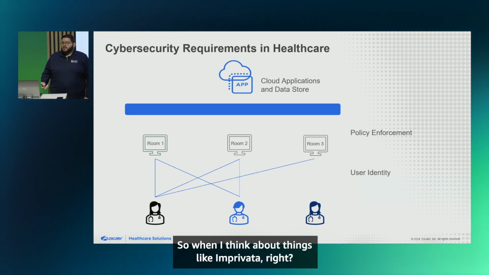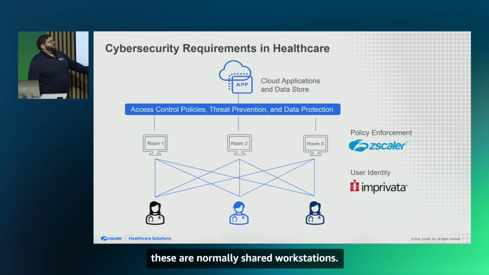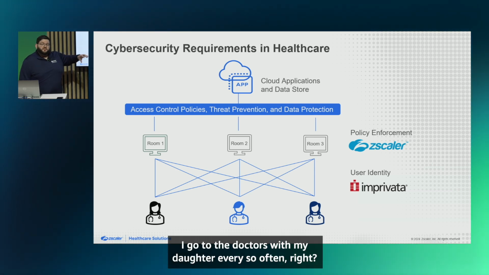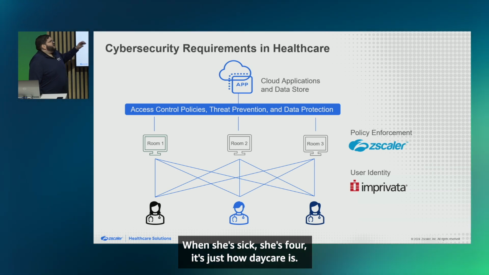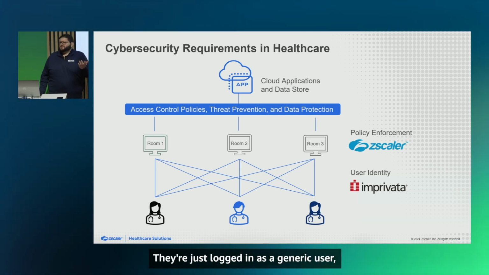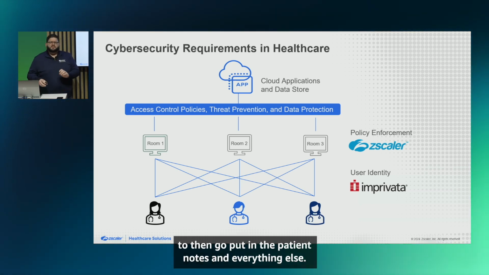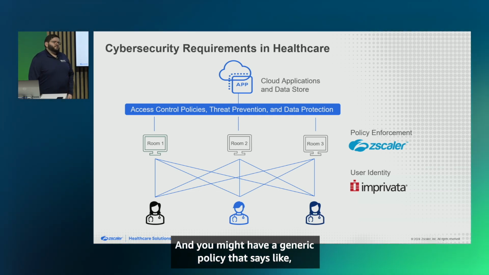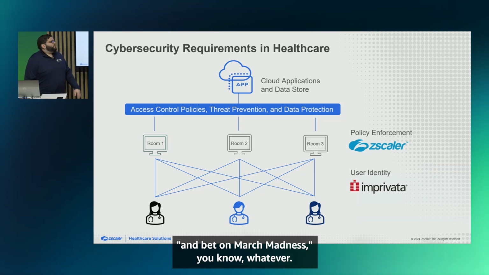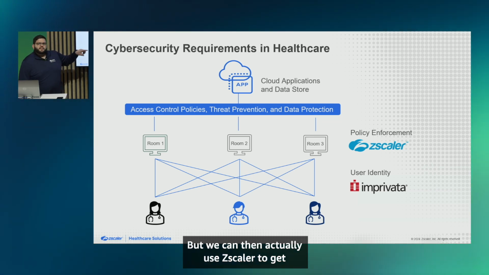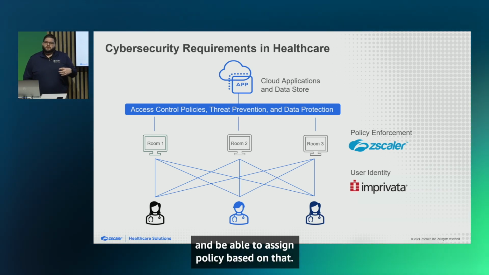So when I think about things like Imprivata, right? The biggest issue that I see in the field is these are normally shared workstations. I go to the doctors with my daughter every so often, right? When she's sick, she's 4, it's how daycare is. And these workstations are left unattended, right? They're just logged in as a generic user, waiting for a nurse to tap in her badge to then go put in the patient notes and everything else. And you might have a generic policy that says like, hey, don't go to DraftKings.com and bet on March Madness, you know, whatever. But we can then actually use Zscaler to get that identity from that user now in Imprivata and be able to assign policy based on that.